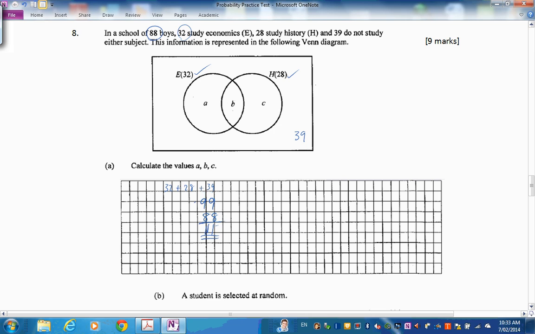Where did they come from? That must have been B, counting them together there. So 11 there means in A, take the 11 off, is 21. Take the 11 off here is 17. So our values are A is 21, B is 11, and C is equal to 17. Always add up all the groups and find how much they exceed the total to get this intersection. All right, so we've got the values A, B and C.